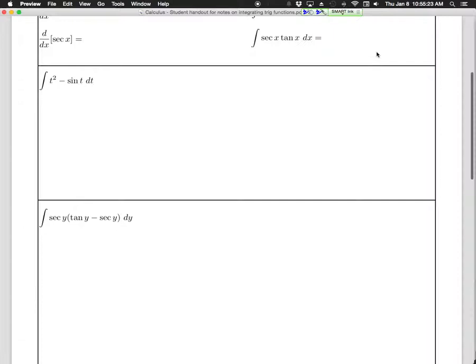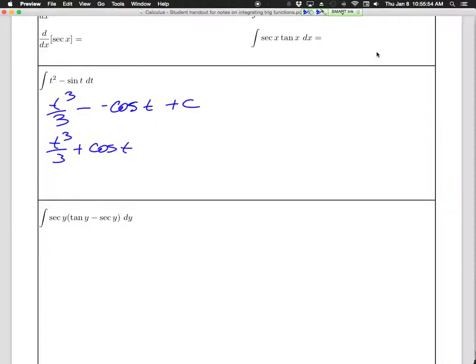Alright, first example is I want to integrate t squared minus sine of t dt. So what do I get when I integrate t squared? T cubed over 3. And what do I get when I integrate sine? Negative cosine. Now, I want to mention something real quick before we move on. So we end up with t cubed over 3 plus cosine t plus c.